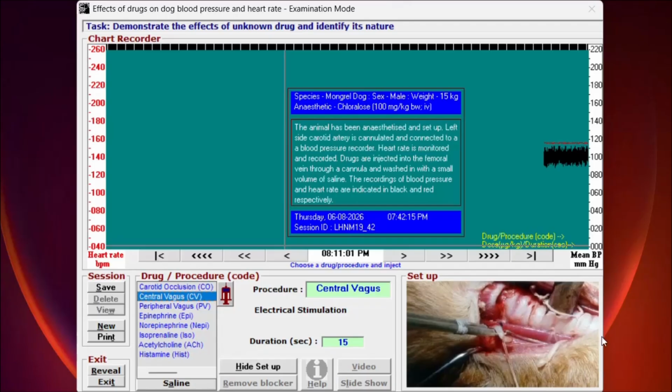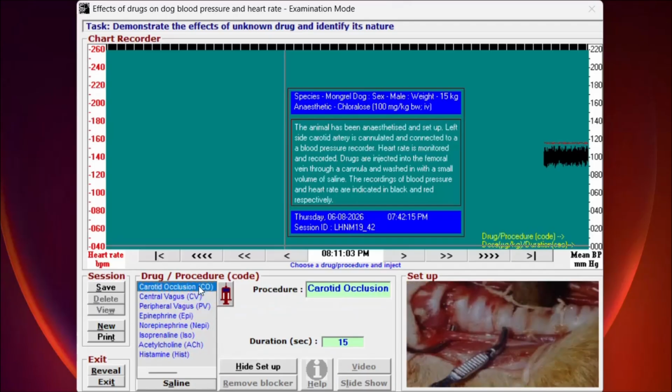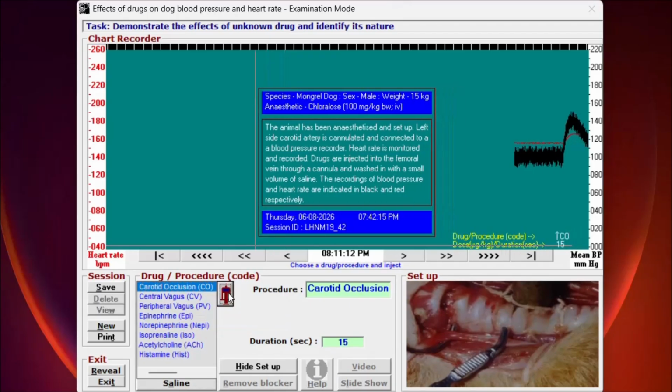For central vagus, you can see the image is different. Similarly, when we click on carotid artery occlusion, and then click on the inject button, though it is not a drug, we are still going to click the inject button, and then we'll see the effect. Okay, so let's see what happens.